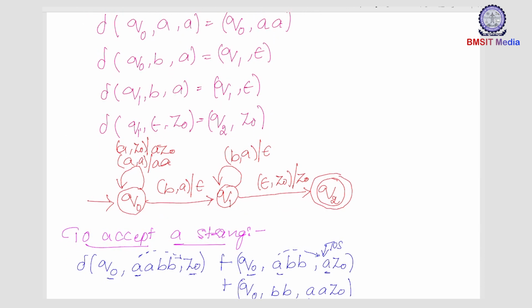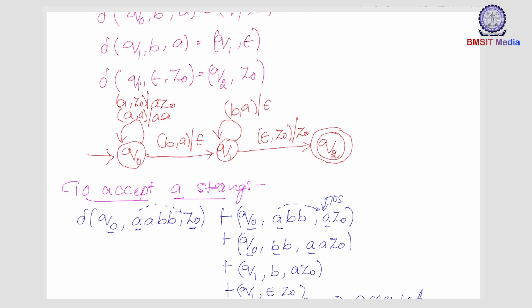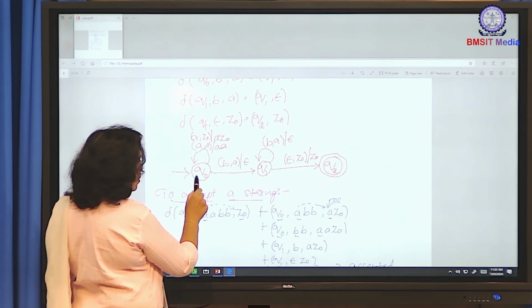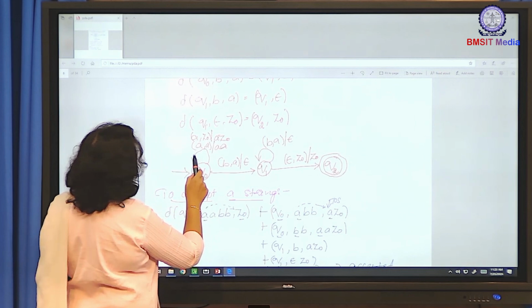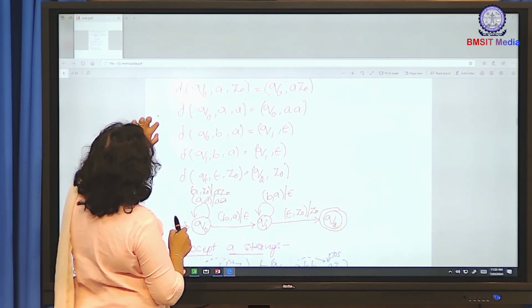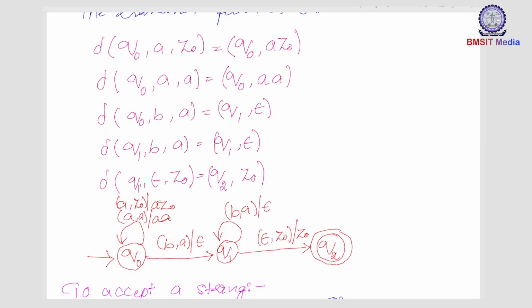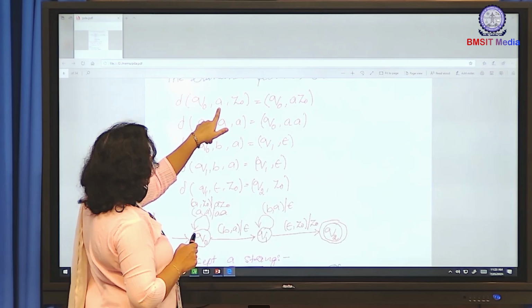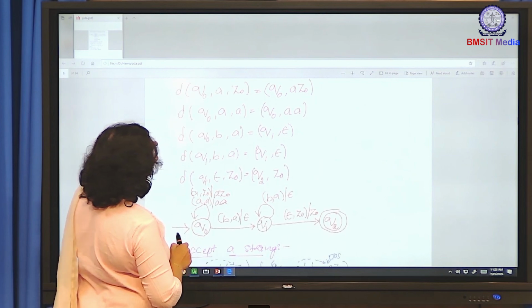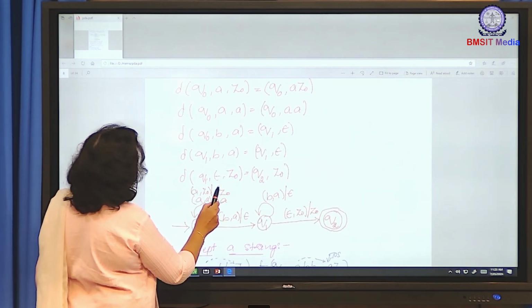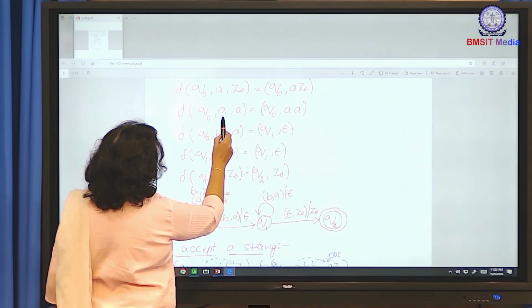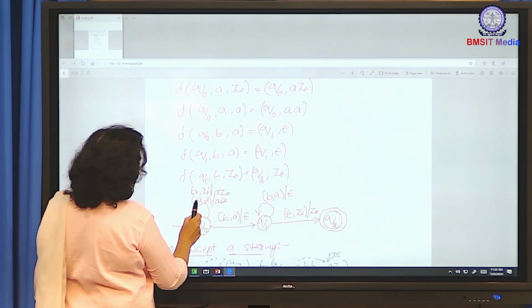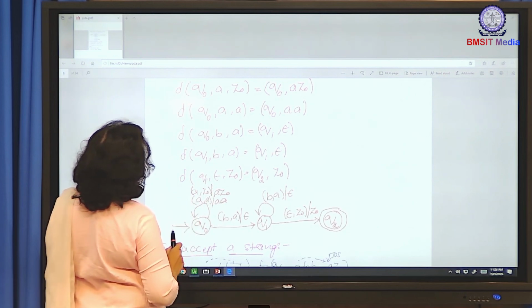Now how do we draw the transition diagram? Take the start state which is Q0, then state Q1, and Q2 is the final state. So we see the transitions. The first transition is A comma Z naught, from Q naught to Q naught: A comma Z naught is AZ naught. There is one more transition Q naught to Q naught: A comma A is AA.